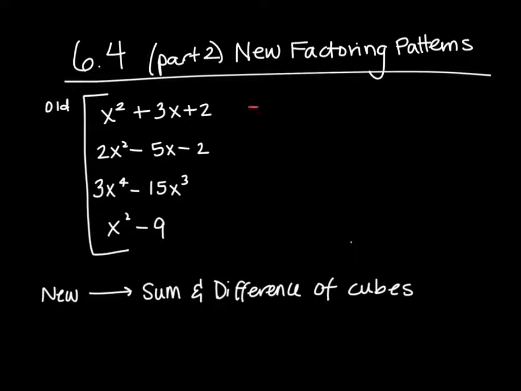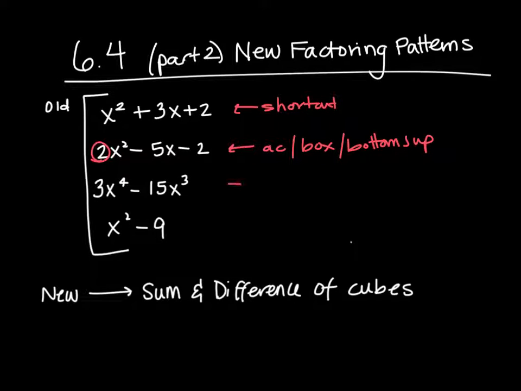So just recognize this first one is a shortcut, something that you should be able to do without having to show much work. This one is where you all are either going to do AC, box, or bottoms up, and that is because you have a 2 here at the front. Right here, some of you crossed this when you came to your homework in class today, but on a question like this, we would just do GCF. So remember, we'd look and see what can we take out of both of those.